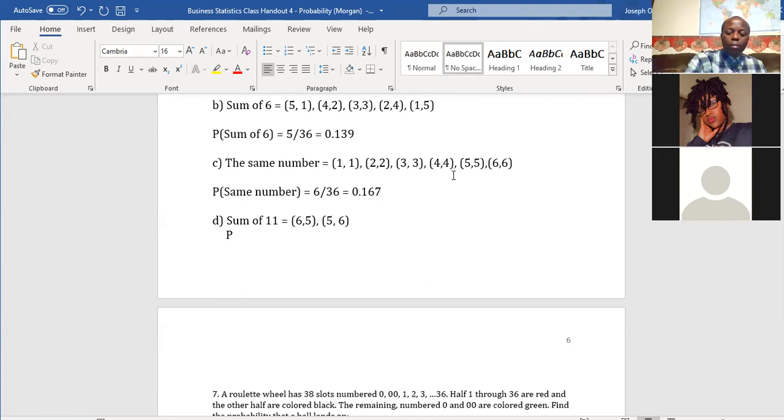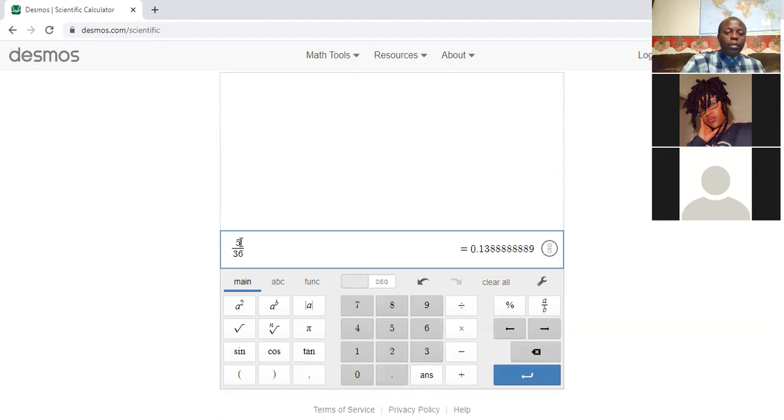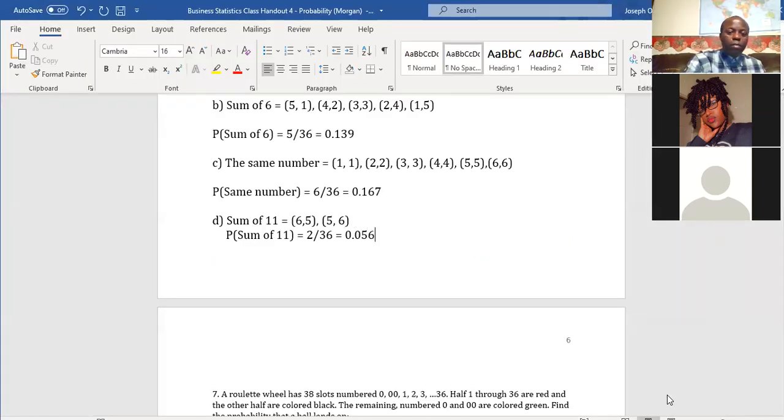So the probability of getting a sum of 11: there are 2 possibilities, which equals 2 out of 36 possibilities. That gives us 2 over 36, which we can get from our calculator: 0.05555. Rounded to 3 decimal places, it gives us 0.056. So about a 5.6% chance of getting that.